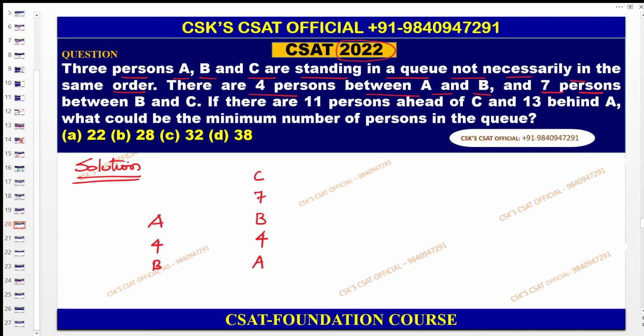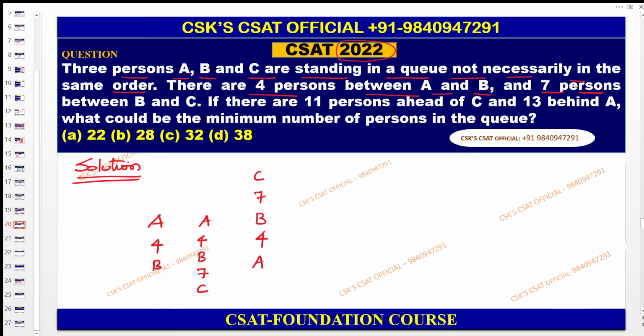Then which one can we take here? A, 4, B, then 7, C. This is fine here. Okay. Anything else possible here? This is one. This is second. Okay. Third. Anything else possible? You have to check here. Now, let us move on to the next.